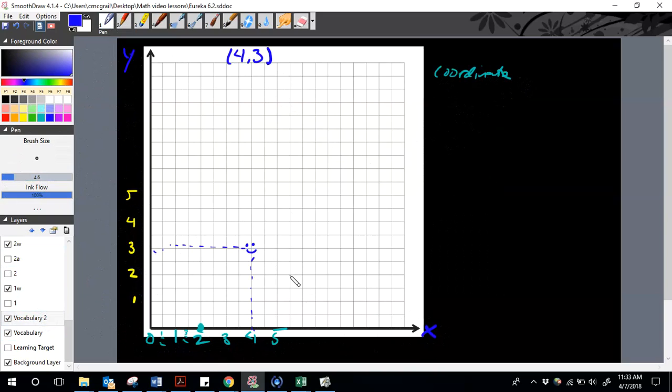So the x coordinate is how far to the right it's gone, and the y coordinate is how far up it's gone. And when we label it that way, we actually call that a coordinate pair. A coordinate pair. And that's because it is a pair of two coordinates, the x coordinate and the y coordinate. So let's go ahead and see if we can apply this to some problems. And I'm going to be asking you guys some questions as you are following along.